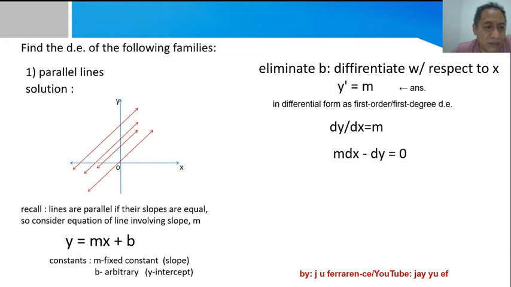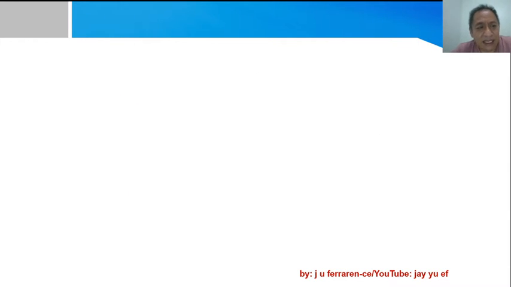Now, if ever we have to interchange, allowing our b to become fixed and our m as the arbitrary constant, the condition of the problem will be like this: lines passing through a fixed point on the y-axis.